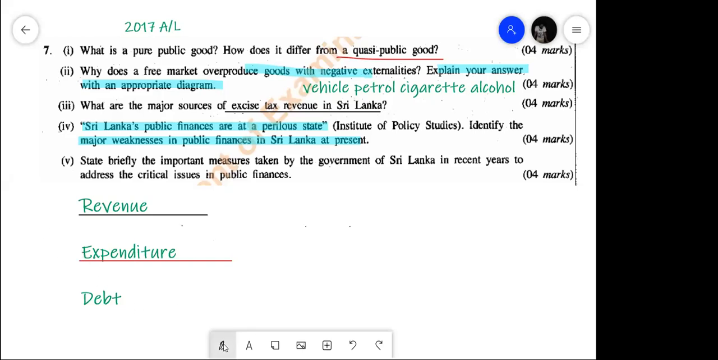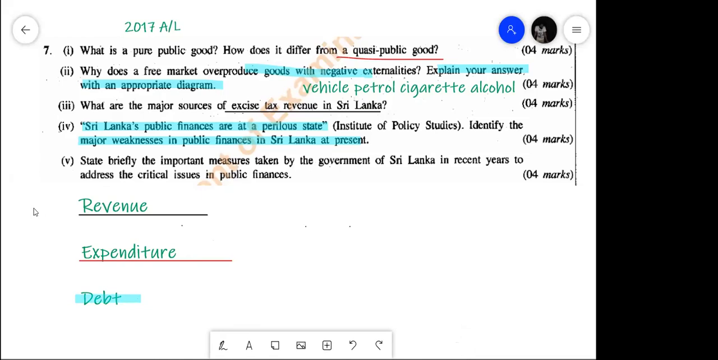And then on the debt side of it, right? So here you can combine the two of these and you can say, because of expenditure being higher than the revenue, we have a budget deficit. Budget deficit means every year our expenditure is more than the income. So every year we need to borrow. So every year we are borrowing means our public debt is increasing and increasing and increasing every single year. So talk about, put some numbers, say debt to GDP in this year was this much, this year it was this much.